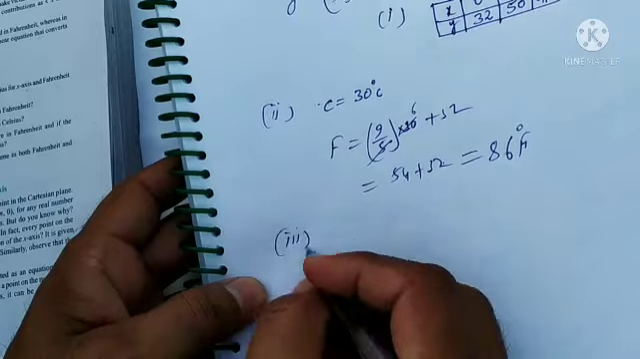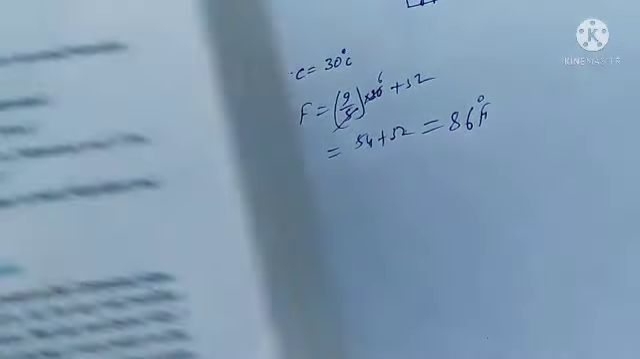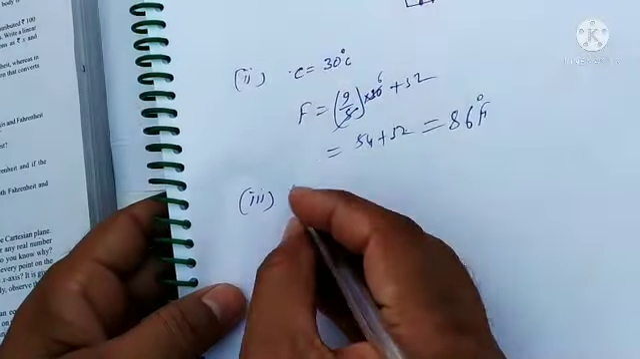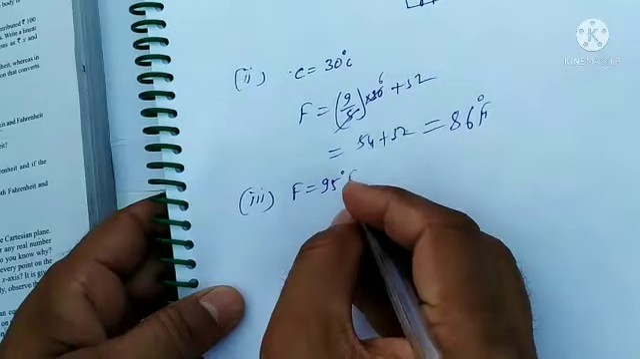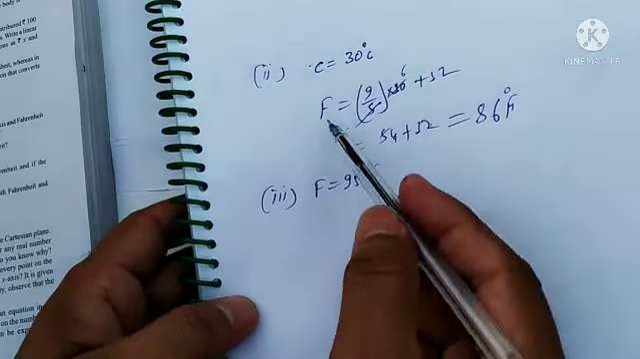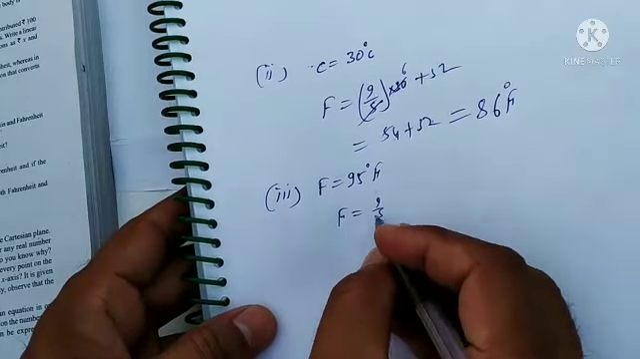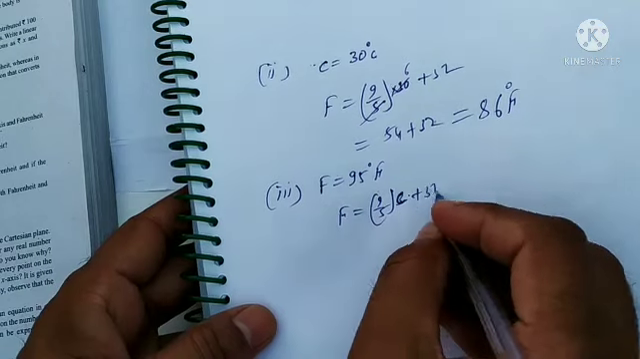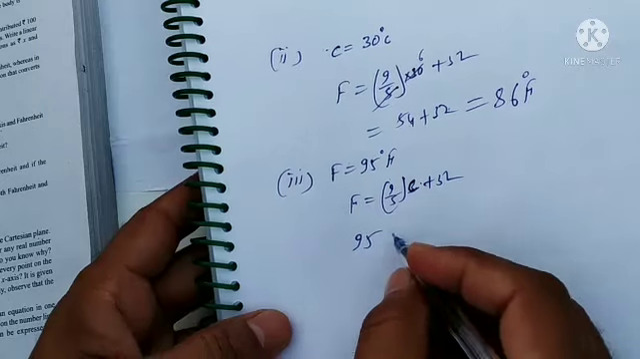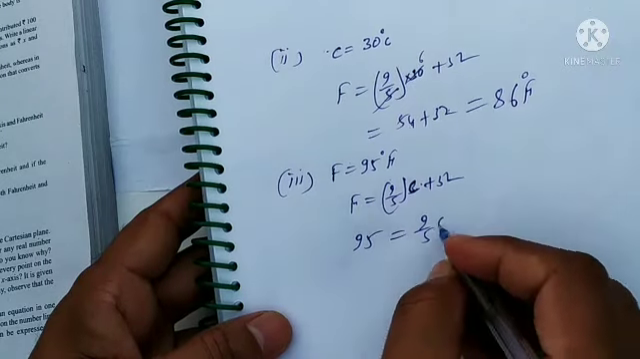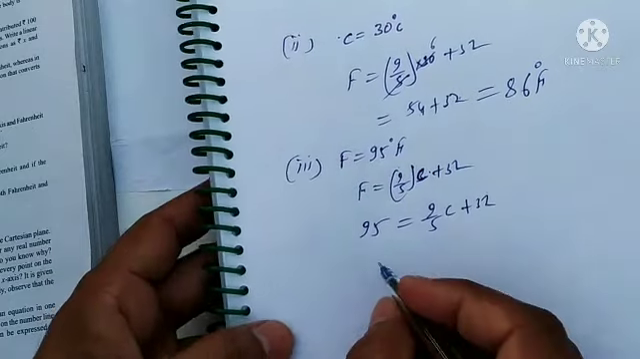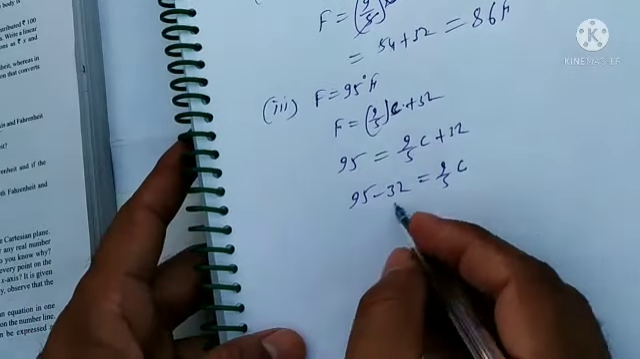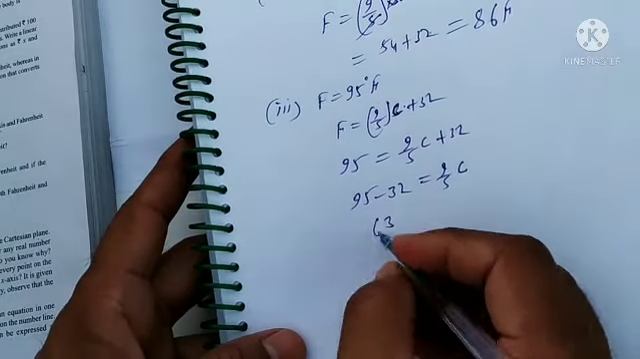Next, third part. If the temperature is 95 degrees Fahrenheit, what is it in Celsius? See, it is given here: F = 95 degrees Fahrenheit. So what will be the temperature in degrees Celsius? Write down again F = 9/5 C + 32. In the place of F, write 95. So 95 = 9/5 C + 32. Now transpose 32 to this side. So 95 minus 32 = 9/5 C. Subtracting 32, what will come here? 63.